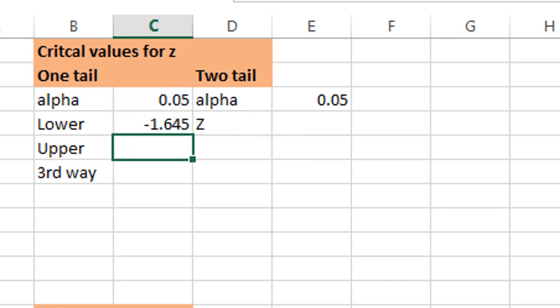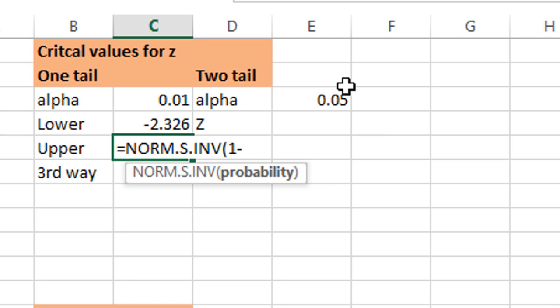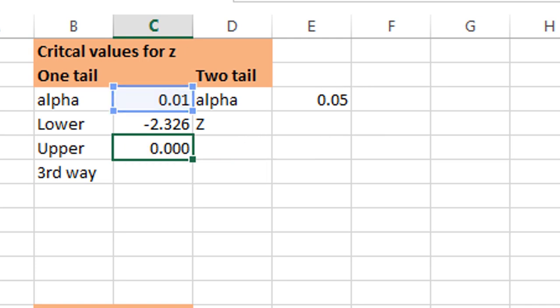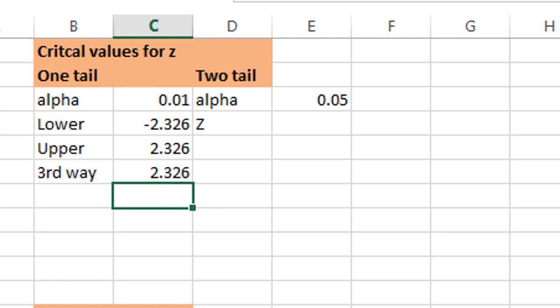It's giving minus 1.645. I can show you for another level of significance: minus 2.326 for the 99% confidence level or 1% level of significance. For the upper value, you have to do NORM.S.INV and subtract your area from 1. It will give us 2.326 as a positive value. If we want to calculate this value in another way, use the absolute function and select this value. You will get the positive value that will be used for the upper tail test.